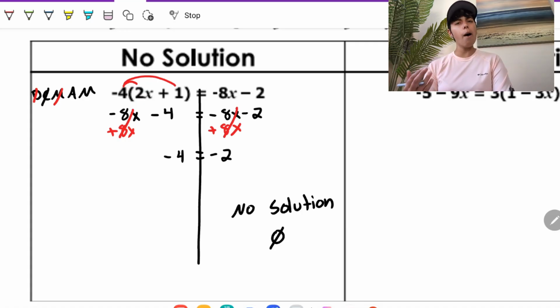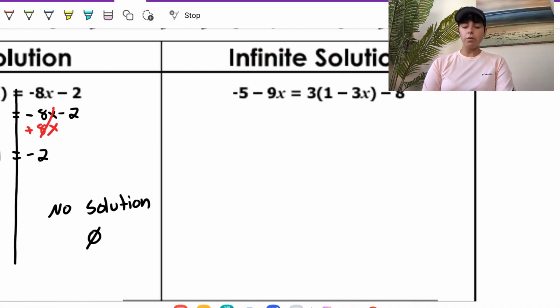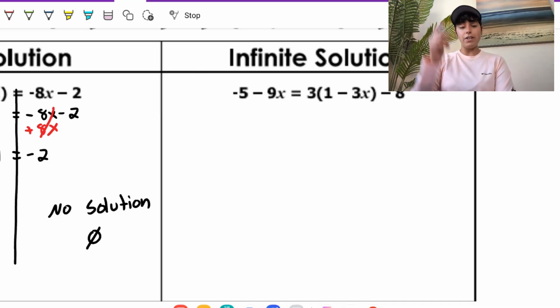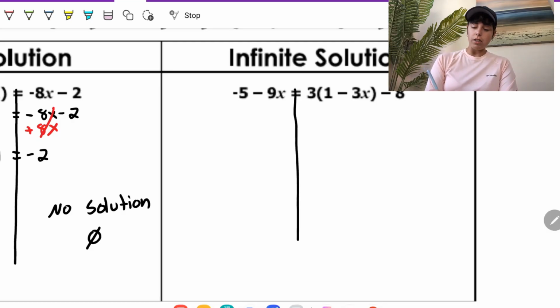Now, let's look at the opposite of this. So over here to the right, let's take a look at infinite solutions. Now, infinite solution is when whatever's left does make sense. So in other words, every single number could satisfy this equation. Every number would work. So we're going to draw our line. We're going to rewrite that acronym just to keep track of our steps.